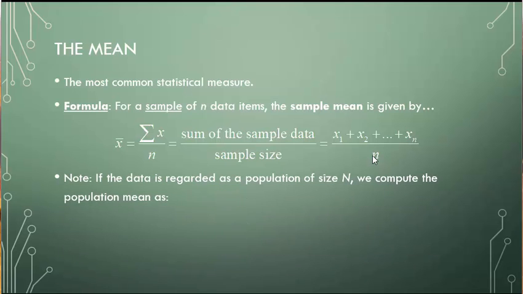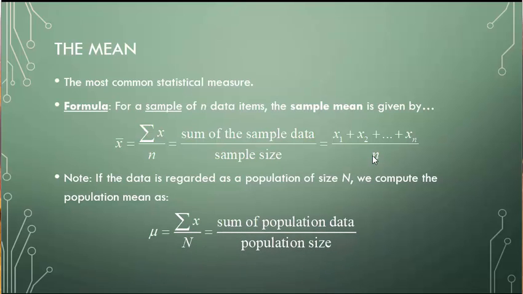Now, if the sample is regarded as a population, then we compute the population mean. And take a look at it. It's really the same formula, it's just the notation is different. For population parameters, we typically use Greek letters. This is the Greek letter mu. And we take the sum of the data items divided by the population size, and notice we denote that with a large capital letter N. So we'll be primarily focused on the sample mean.